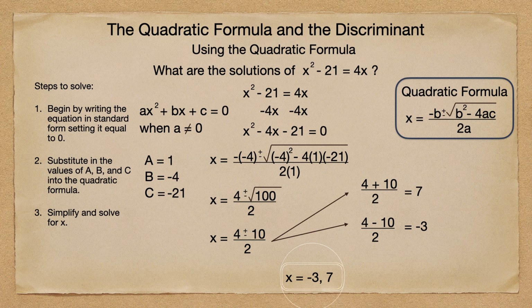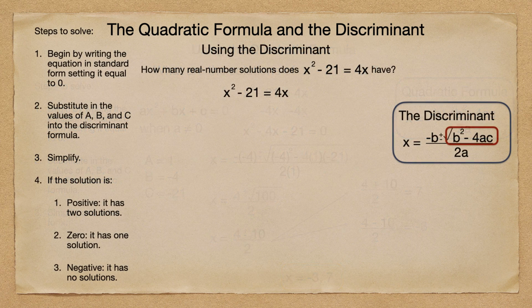Let's go and take a look at the discriminant. Now the discriminant is actually inside of your quadratic formula. As you'll see, we're using the b squared minus 4ac. This is strictly to find how many solutions my equation has.